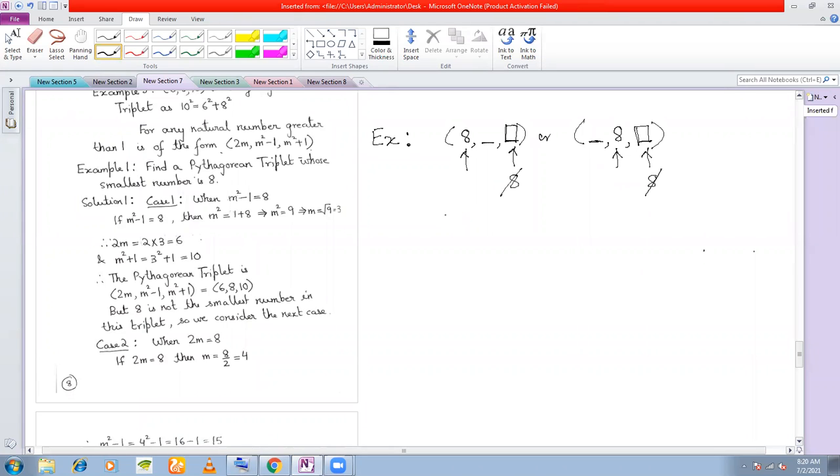Now, if 8 is here or here, what is the form of the Pythagorean triplet? The form is 2m and m square minus 1 and m square plus 1, right? So 8 can either be equal to 2m or 8 can be equal to m square minus 1, isn't it? But 8 cannot be equal to m square plus 1, right? So there will be two cases. That is why I've taken two cases. Case 1, when 2m is equal to 8.